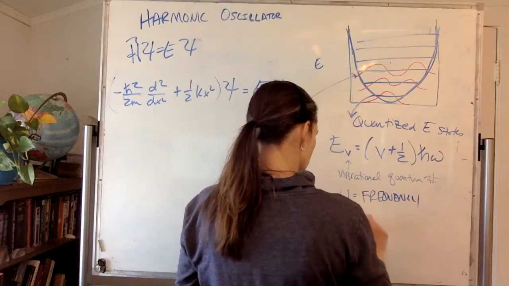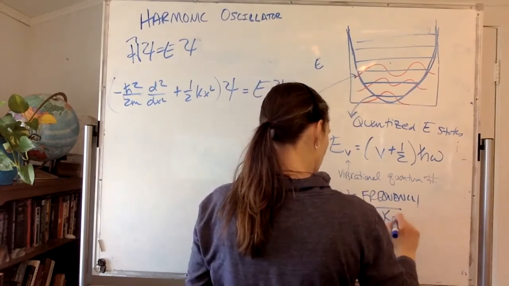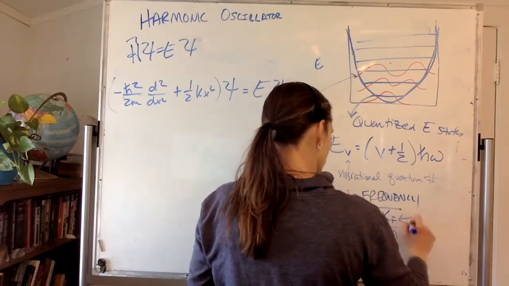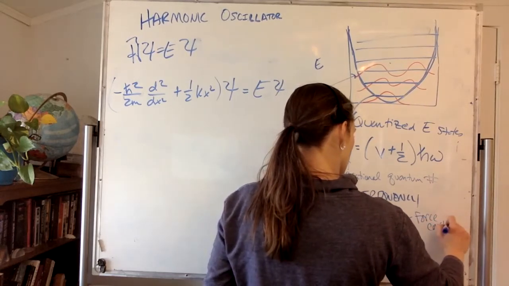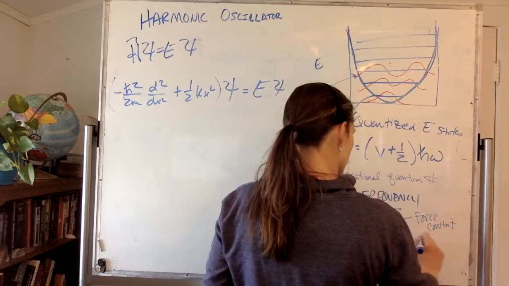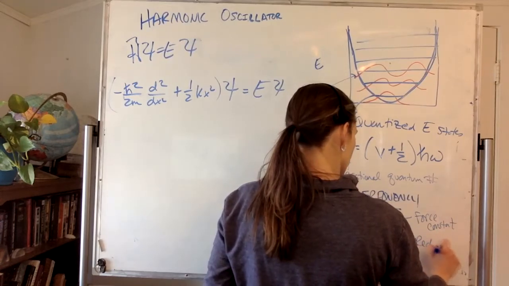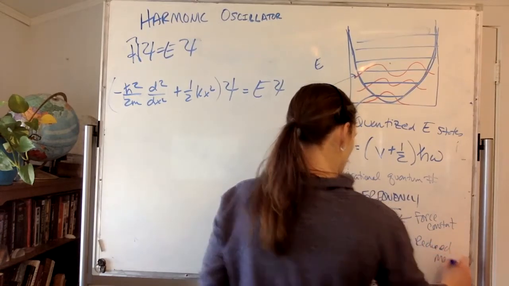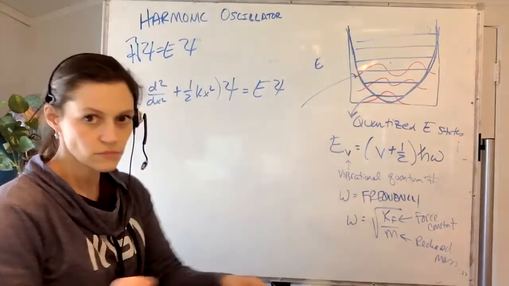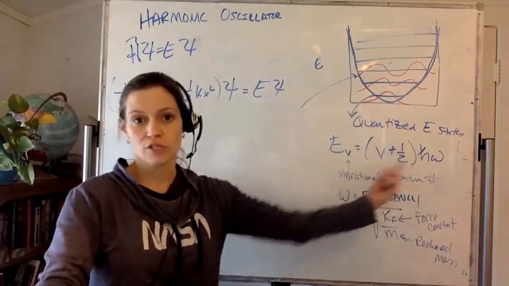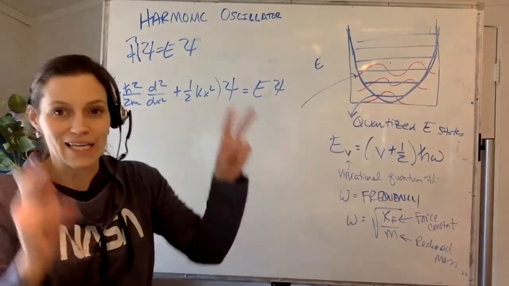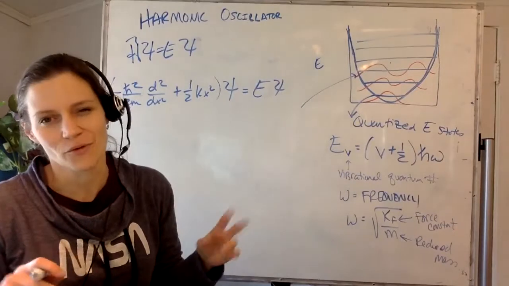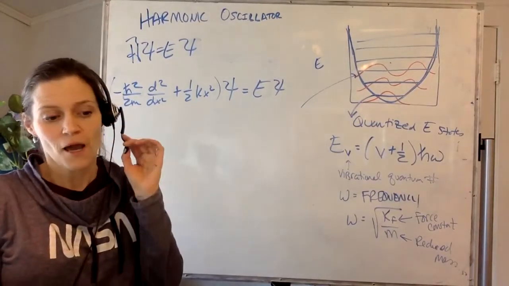And it's related to the square root of k_f over m, where k_f is the force constant and m is the reduced mass. Okay. Go team. So we're going to show that this is true. But the way we're going to show this is true is by guessing a wave function. We're not going to guess a wave function. I'm just going to tell you what it is.